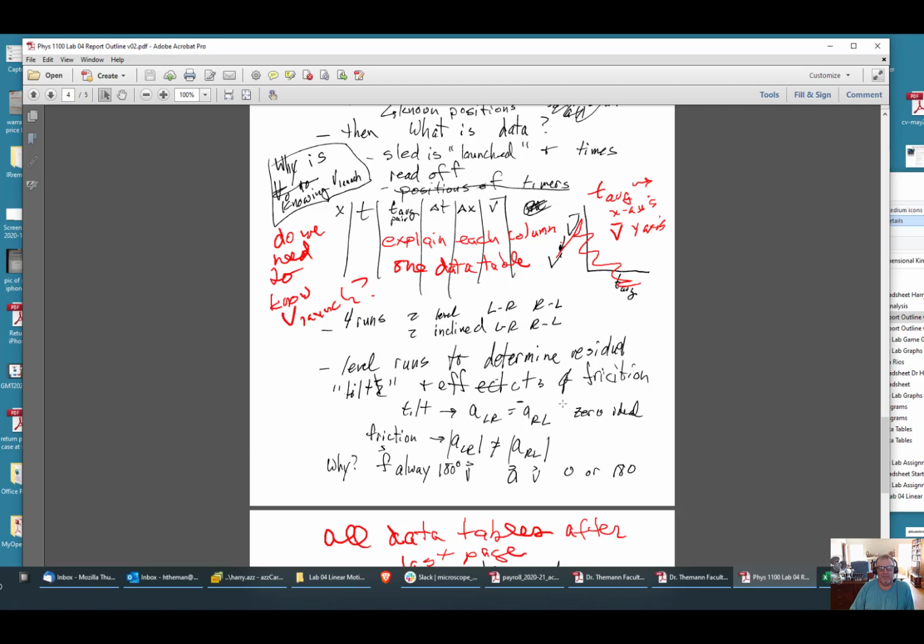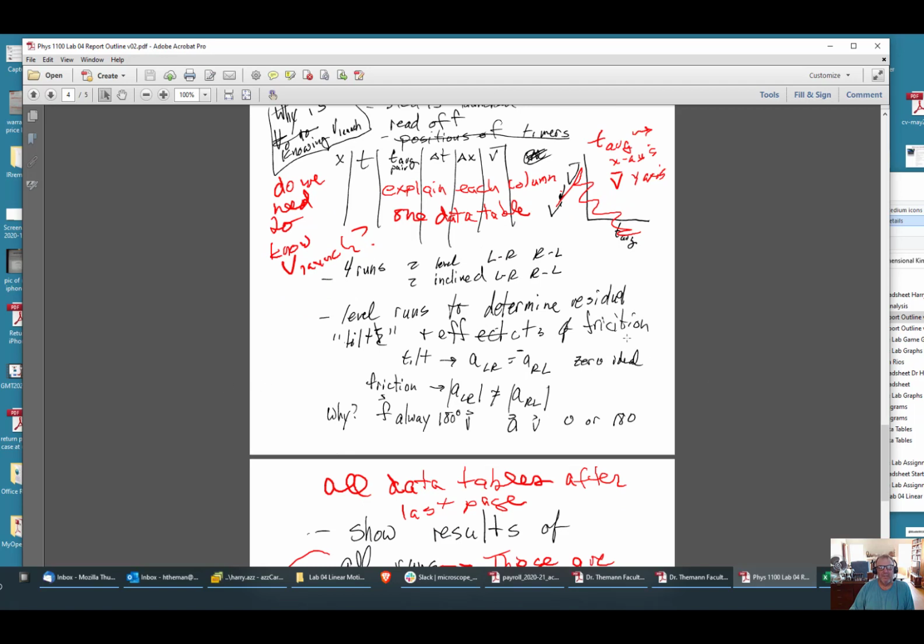We want to see if there's any serious effects of air resistance, which is a kind of friction, or friction of the track. We hope that both of them will be equal to 0. Acceleration left-right, acceleration right-left should be equal to 0 together. And if they're both equal and non-zero, then there's a residual tilt, at least in the magnitudes, if they're equal.